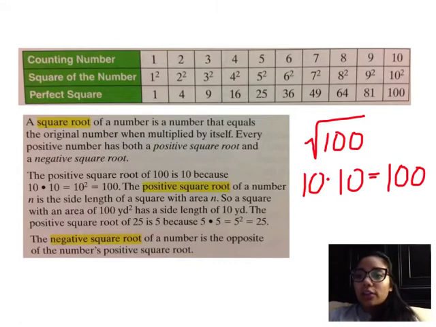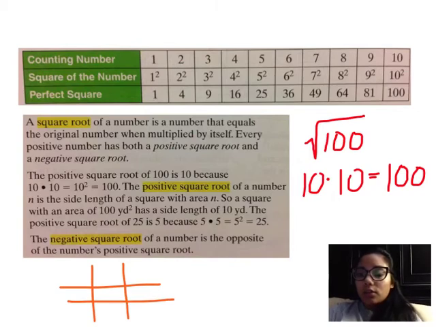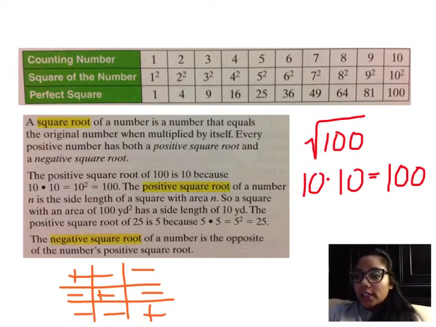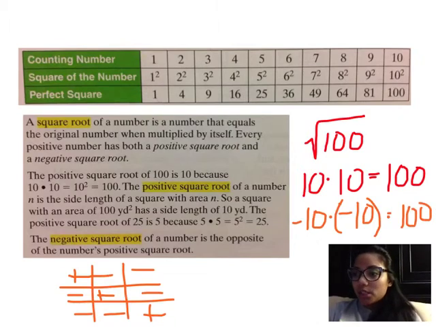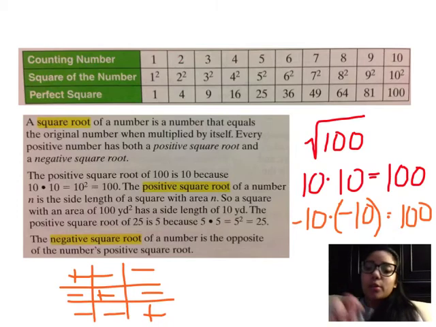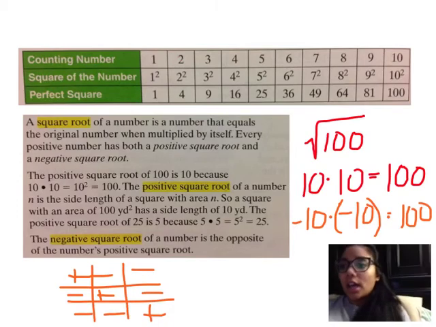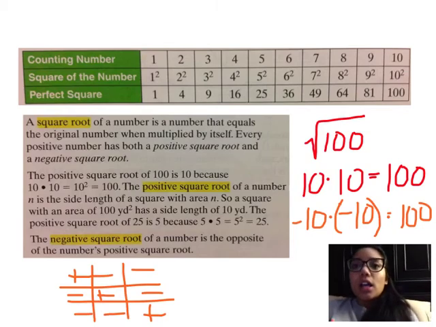Well, there's also the flip side to that, because we also know that a negative times a negative is a positive. I'm just drawing this out real quick. So a negative times a negative is a positive. That means that if I did negative 10 times negative 10, wouldn't that also give me positive 100? And isn't that the same number times itself? So that means that negative 10 times negative 10 is also a square root.